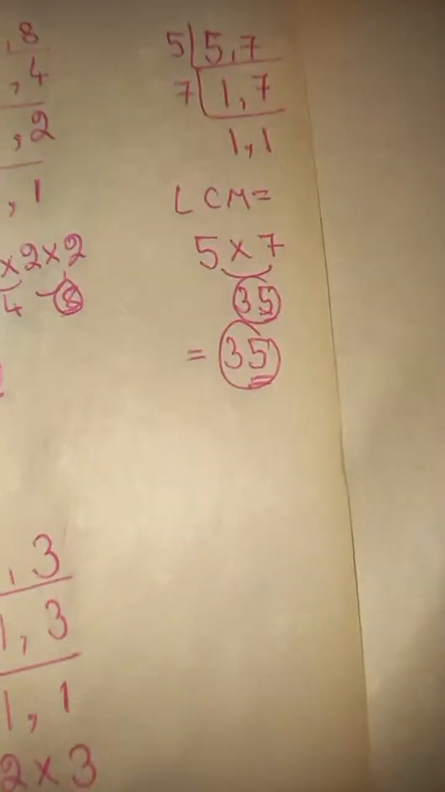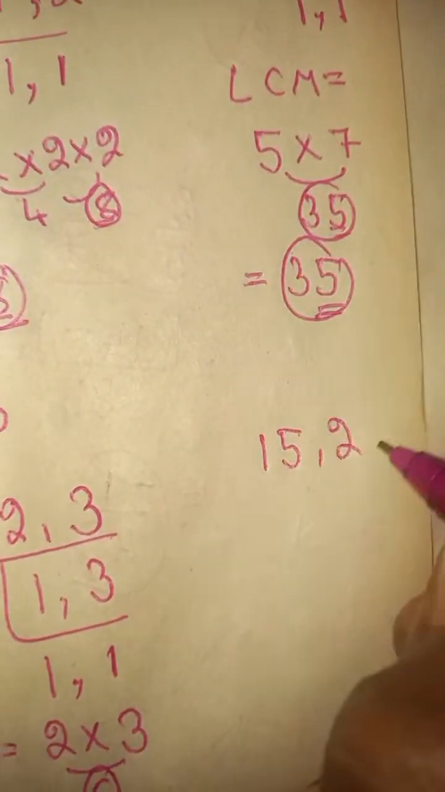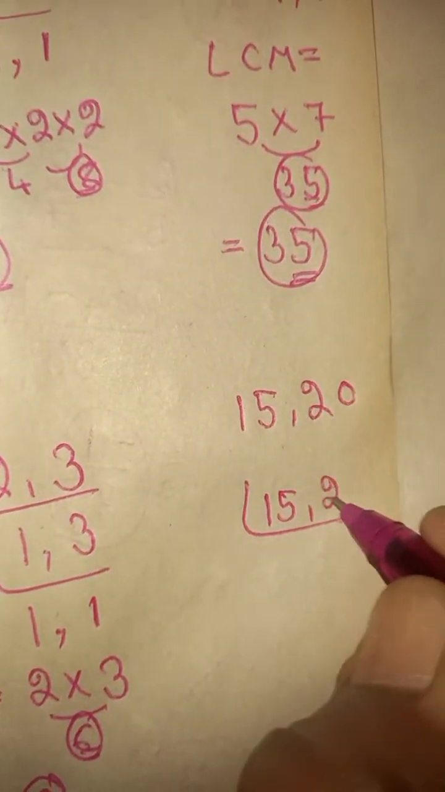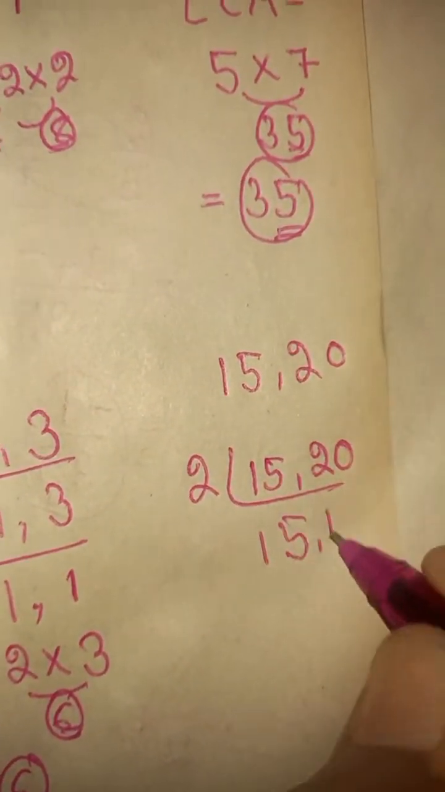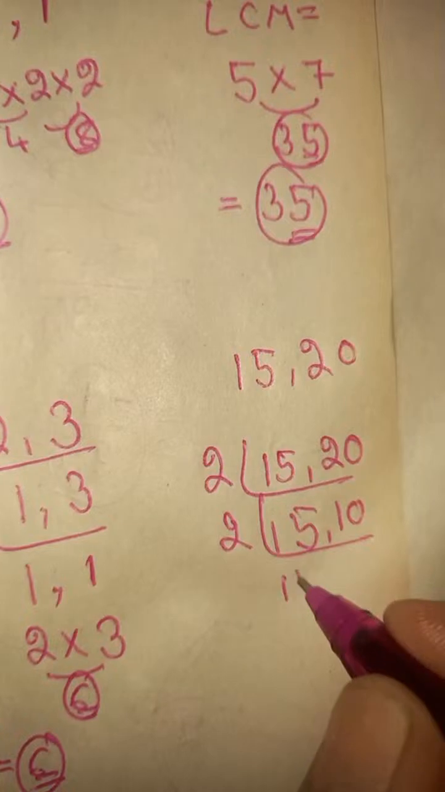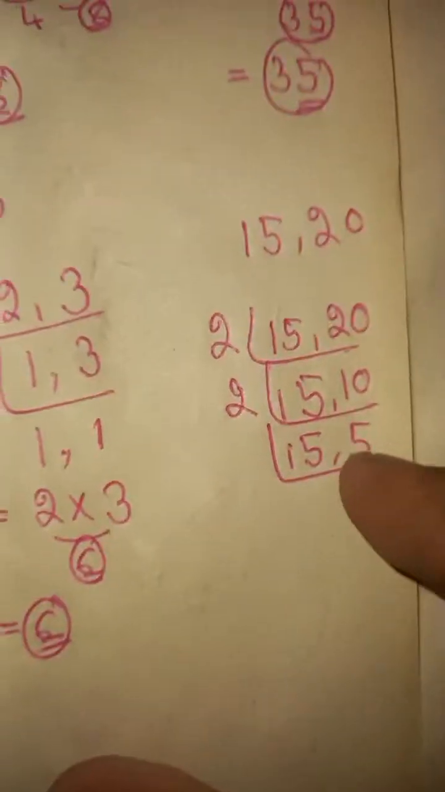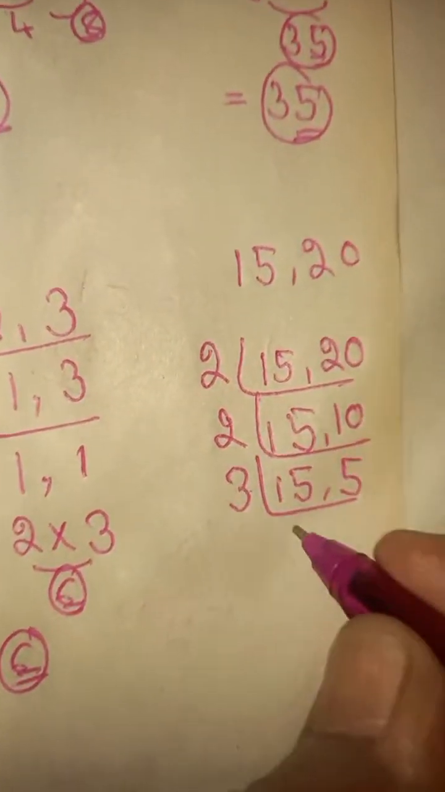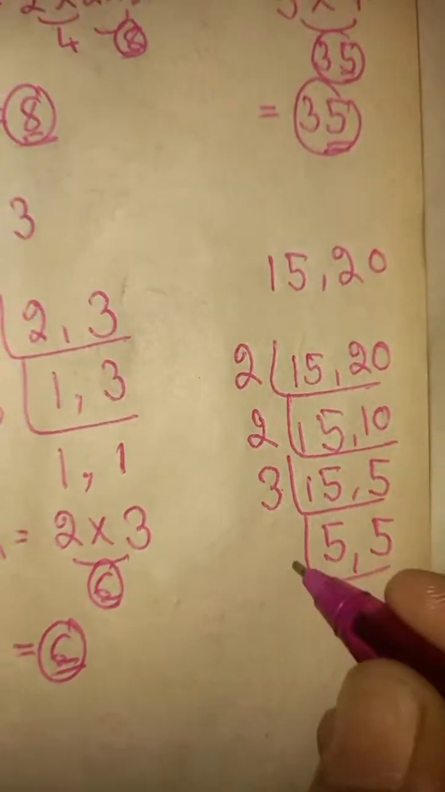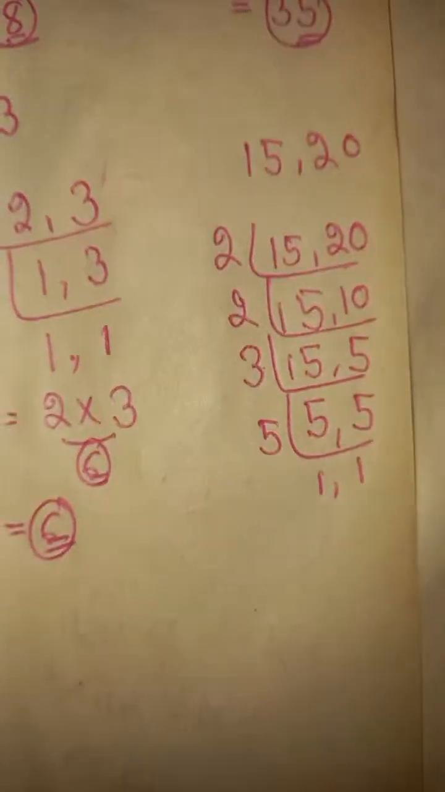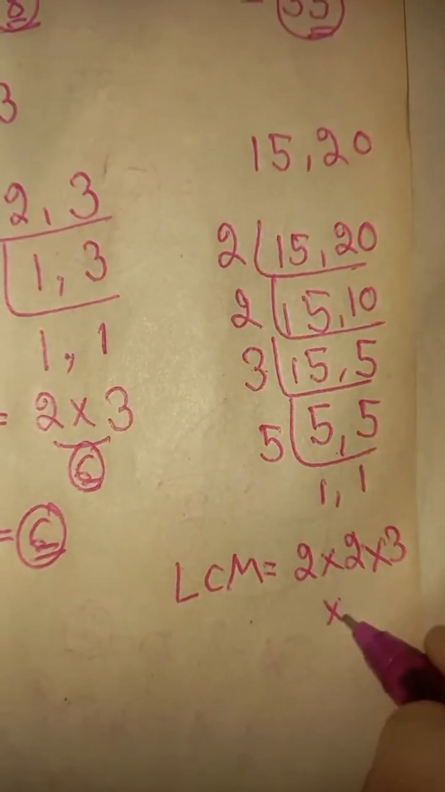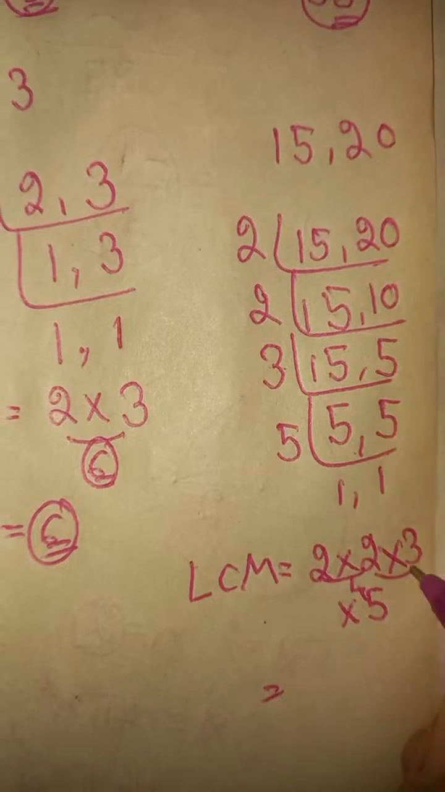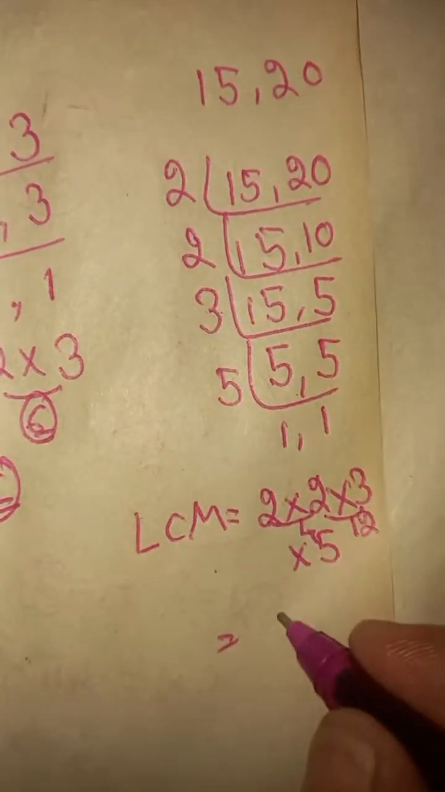Let's take the next numbers. Here they are giving 15 and 20. First let's take the starting prime number 2. You can divide this, so 15 remains like that. 2 10 times is 20. Again take 2. 2 5 times is 10. Now let's see if you can divide anything by 3. You can divide 3 5 times is 15. 5 remains. Again 5 1 times 5. Again 5 1 times 5. You can take LCM equal to 2 times 2 times 3 times 5. So 2 times 2 is 4, 4 times 3 is 12, 12 times 5 is 60. 60 is the actual LCM of these numbers.